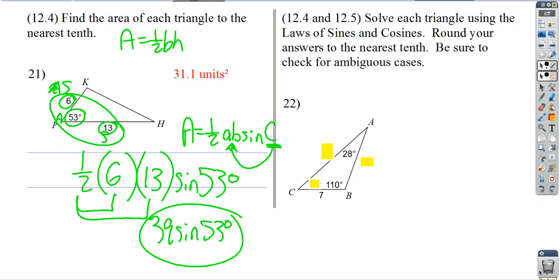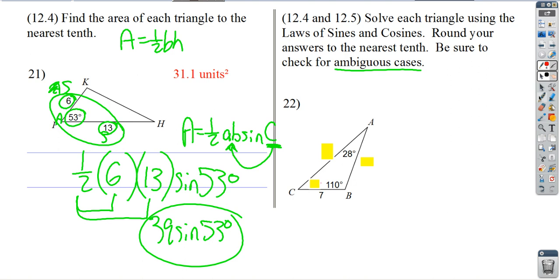Okay, 22 and following. Basically, when they say solve each triangle, it means find any of the missing sides. And they also talk about something called ambiguous cases. Ambiguous cases is when you can have more than one triangle. That's not going to be possible in this problem, though, because they've drawn the triangle for us. We can only have ambiguous cases if they give us measurements and they don't give us the drawing. And I'll show you how to locate those.